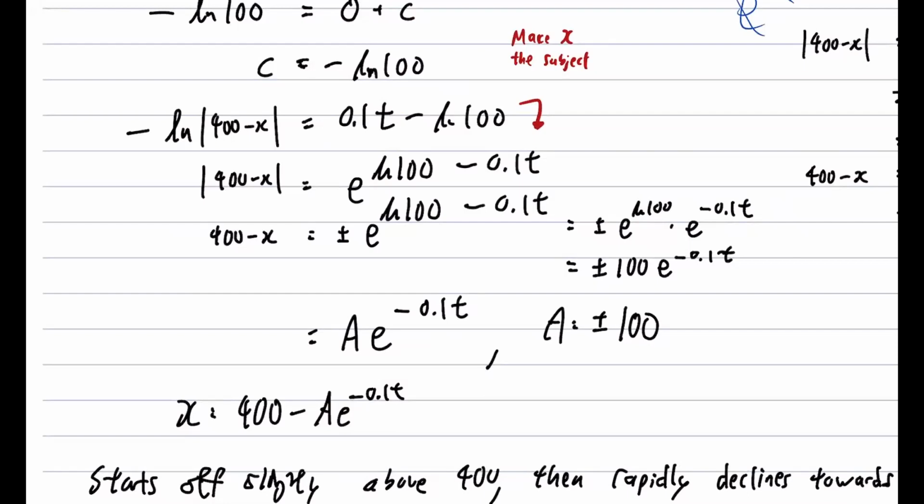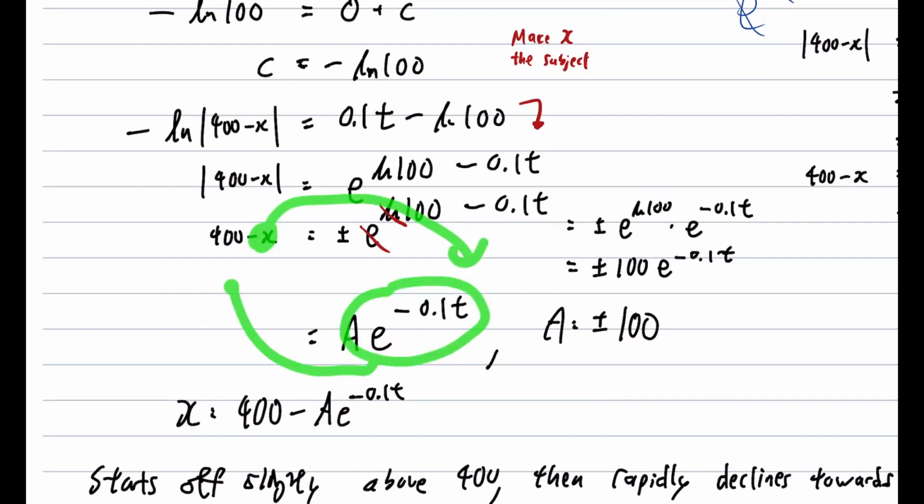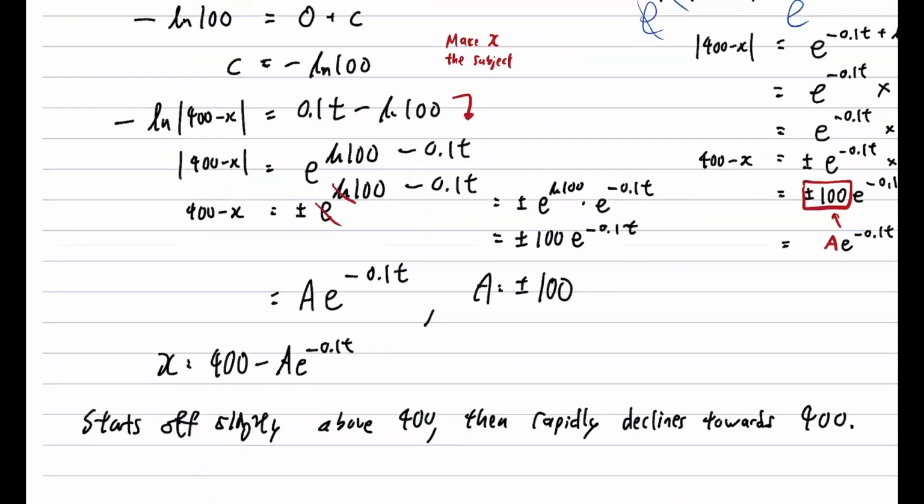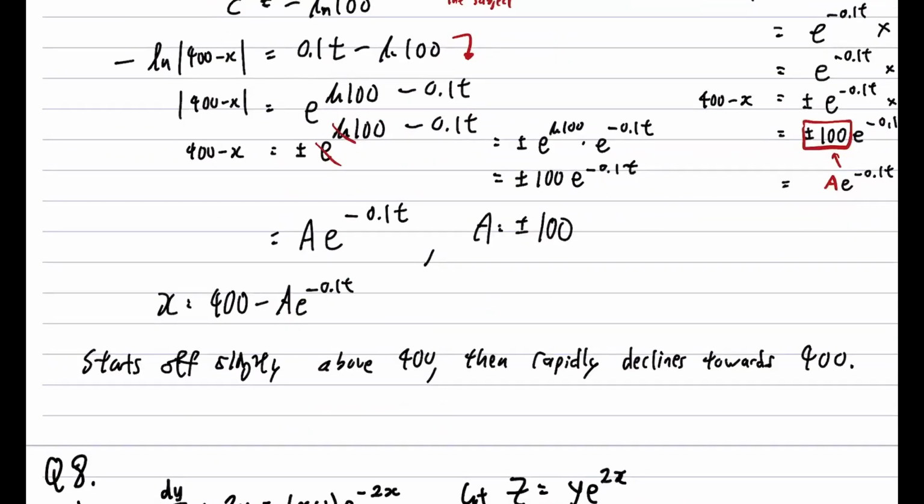Then maybe I should also join two lines like this. Cancel off. All right, so A e to the power of negative 0.1 t is 400 minus x. Make x the subject. Minus x bring over become plus x. A times e whatever bring over become minus A e to the power of whatever. Then you're left with 400 minus A e to the power of whatever. Okay? Okay, good. That's x.